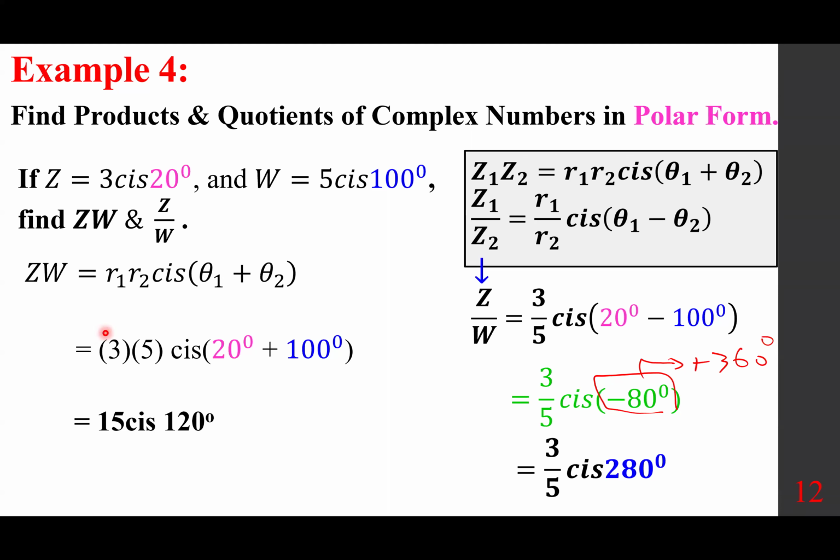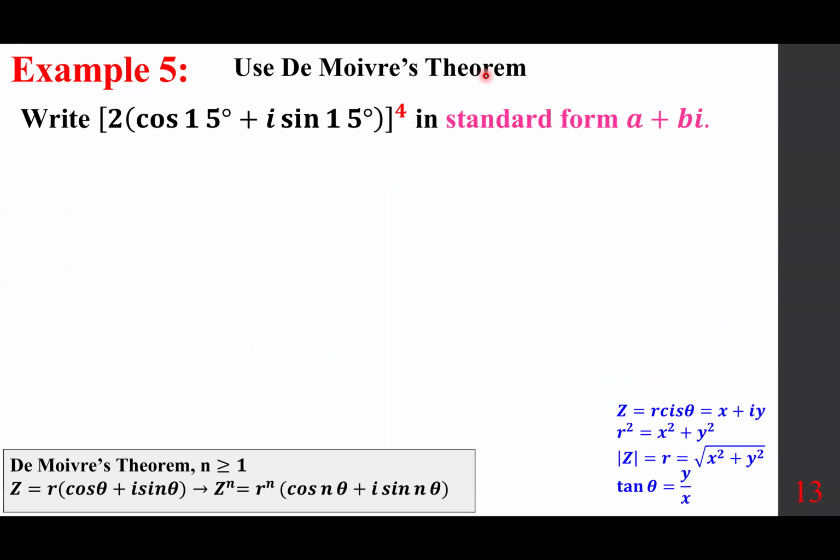So a quick recap. You are given two numbers in polar form. You want to multiply: you multiply their modulus or magnitude, and you add up their arguments. You want to divide them: you divide their modulus, 3 over 5, and then you subtract, so 20 minus 100.